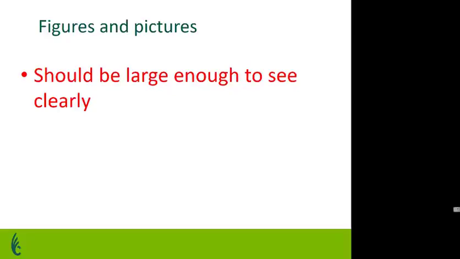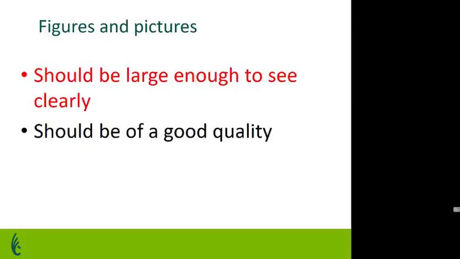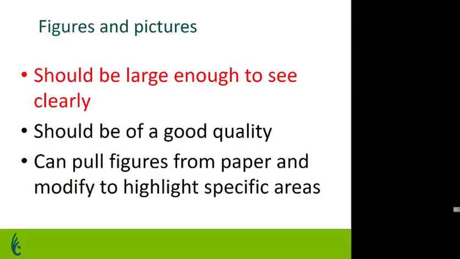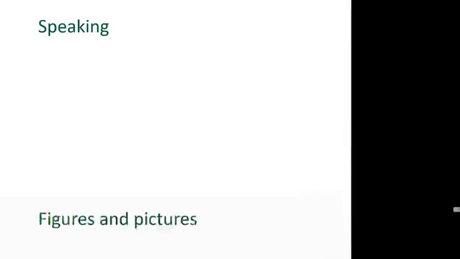Sometimes you may want to cut a table from a paper into subsections for your slides so that people will be able to read them. It is also okay to redo tables in which then you put important data and take out some of the trivial data. They should always be of good quality. You can pull figures from a paper, right? And as I said, you can modify and highlight specific areas. So you can pull a figure out of a paper and put an arrow in so that you highlight an important area that your audience sees it immediately.